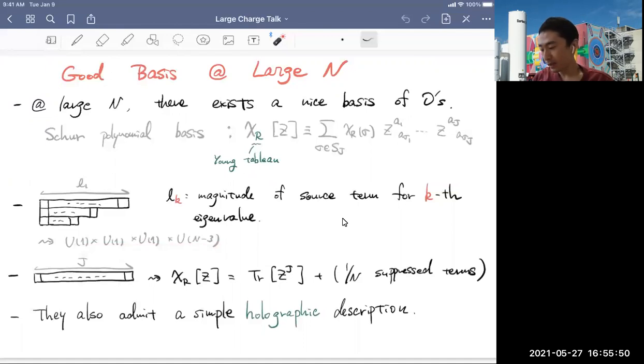In particular, if you just consider the single row Schur polynomial operator, you can actually check explicitly that in the leading large N limit, it's given by trace of Z to the J, and that's consistent with what I just said. But I should also mention that there are 1/N suppressed terms. So this basis is a good basis in the large N limit, but it's probably not a good basis if you really want to analyze a finite N theory.